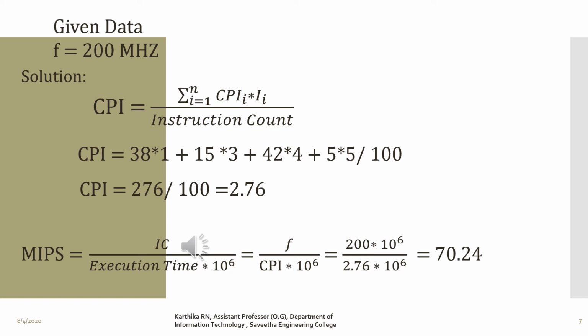They also asked to find MIPS for the CPU. Now we are going to calculate MIPS. MIPS is nothing but IC divided by execution time into 10 to the power 6, which can be rewritten as F, that is frequency, divided by CPI into 10 to the power 6. Our frequency is 200 megahertz, which can be written as 200 into 10 to the power 6, divided by the CPI value, that is 2.76 into 10 to the power 6, which is equal to 72.46. So the MIPS is approximately 70. Fine.